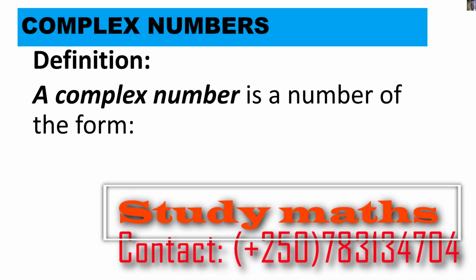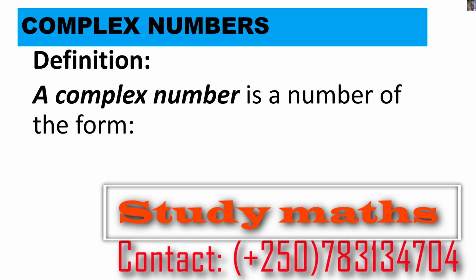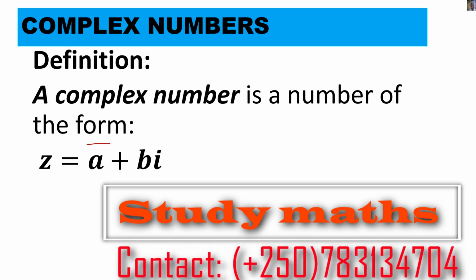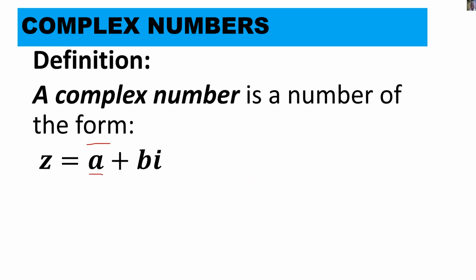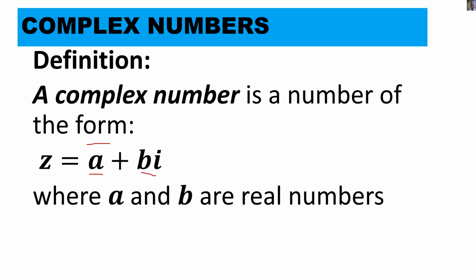A complex number is a number of the form z equals a plus bi, where a and b are real numbers and i squared equals -1. If i squared equals -1, then i equals the square root of -1.